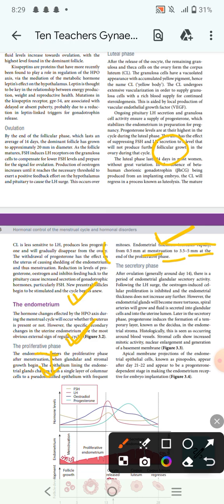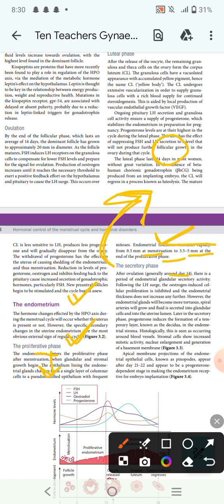And I have told you in the very first video of the menstrual cycle that the secretory phase runs along with ovulation, but that was by mistake. Actually the secretory phase runs along with the luteal phase of the ovarian cycle. In the ovaries the luteal phase is running, and here in your uterus the secretory phase is running, and it is also around 14 days.